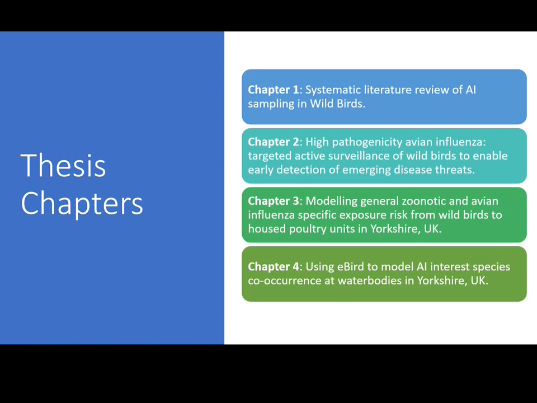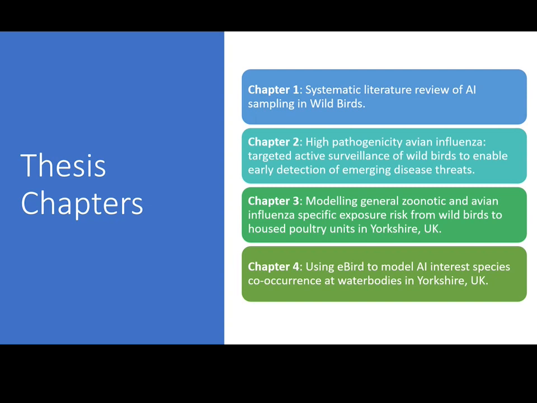So now getting on to the thesis itself. I had 4 research chapters. My first chapter looked at it from a very broad systematic literature review, a lot of reading, a lot of number punching, essentially, of AI sampling in wild birds. And then I moved on to look at sampling for AI, which took the form of a now published paper, titled High Pathogenicity Avian Influenza, Targeted Active Surveillance of Wild Birds to Enable Early Detection of Emerging Disease Threats.